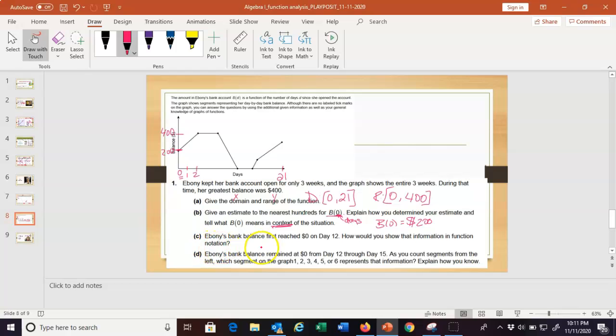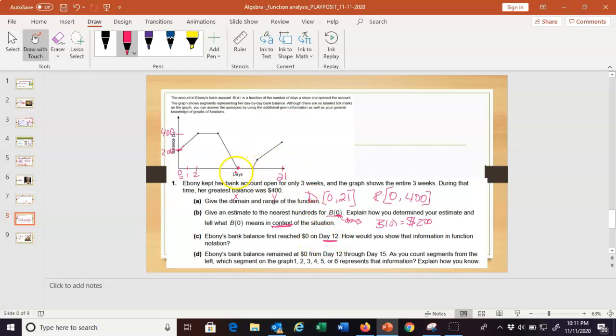All right, C says Ebony's bank account first reached $0 on day 12. So when she first opened the account, she had $200, and then some days passed, and you can see her bank account increased. And some more days passed, and it kind of leveled out. Some more days passed, and she started spending, and the money in the bank account is going down, down, down, down to 0. And it tells us this happened on day 12.